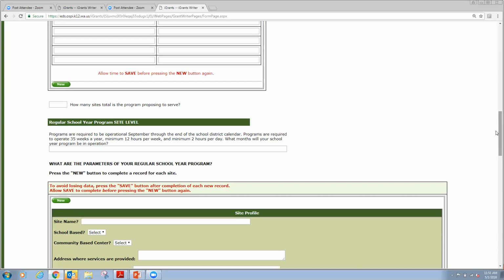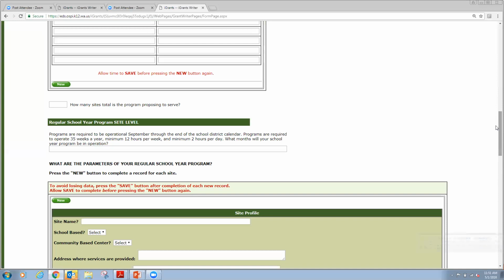Sometimes we get applications that are going to serve 4 sites. And I think what Heidi meant to say, or what I interpreted, is that typically that's 1 site per building if they're school-based sites.